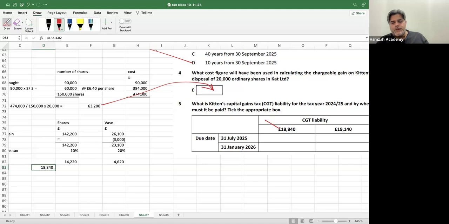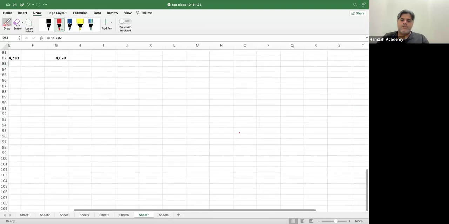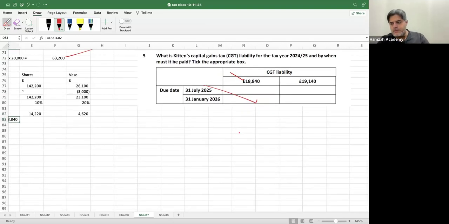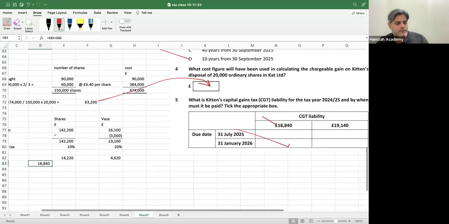And now when should it be paid? It should be paid 6 months after. So no, not 6 months after. It was sold in November, so it's going to be on 31st January. Yeah, this one. Okay, so we have this answer over here.